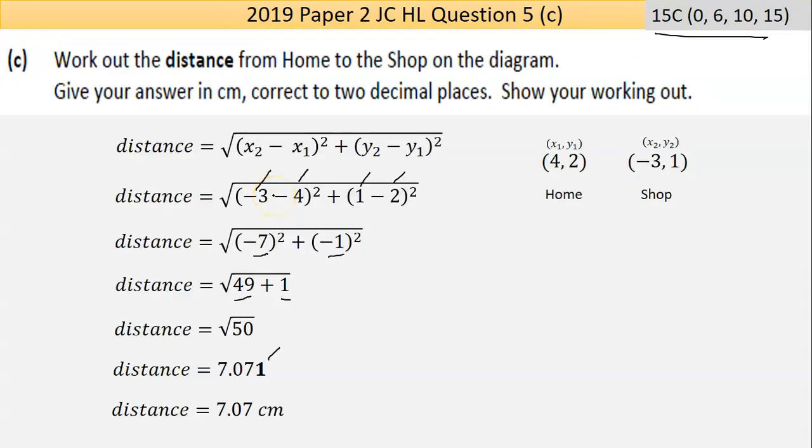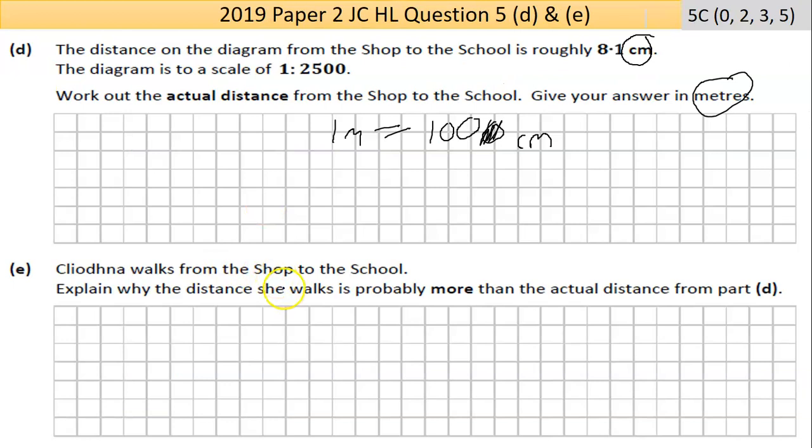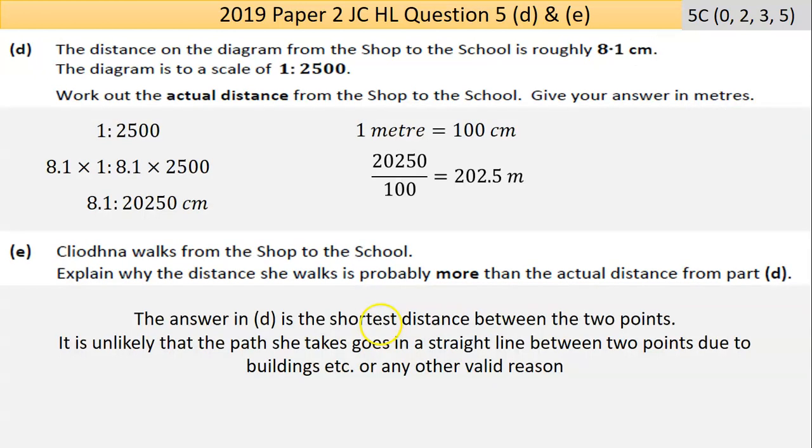I think it's going to be basically, you can never walk straight to somebody, you have to walk down the streets. So explain why the distance she walks is probably more than the actual distance from part D. Well, the answer from part D is how the crow flies. If you're walking through a town, you're going to walk up and down different streets. Now, if you said that, it should be interpretable.